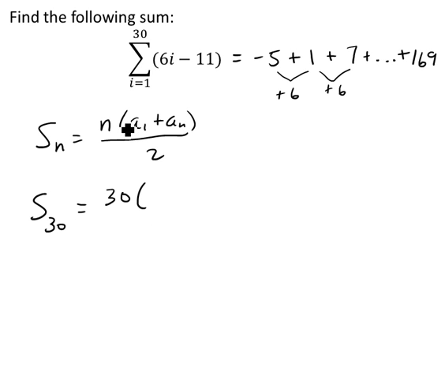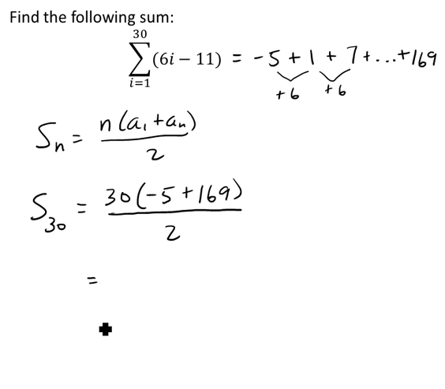And a_1 is representing the first term of the sequence that we're adding, and that's negative 5. And then a_n, since we put a 30 in place of n, that's a_30, or the 30th term, or in other words, the last term in our sum, which is 169. So that's what we got when we plugged a 30 in for i. And then we're going to divide that by 2.